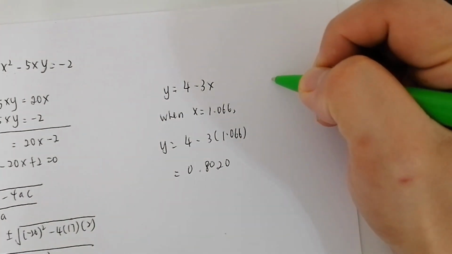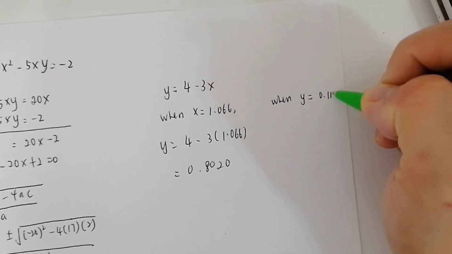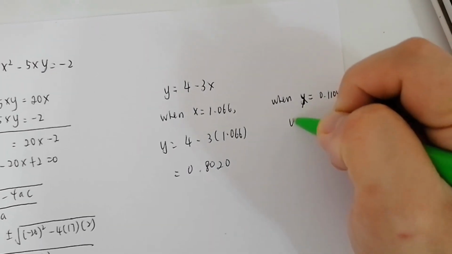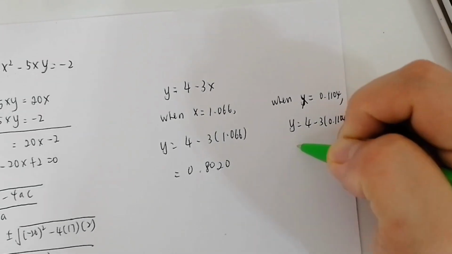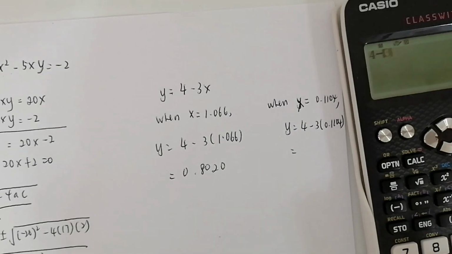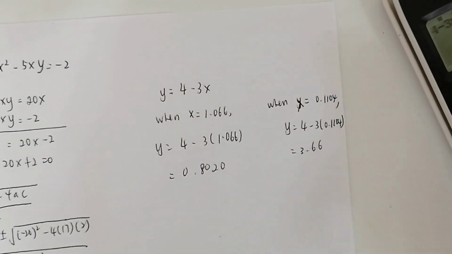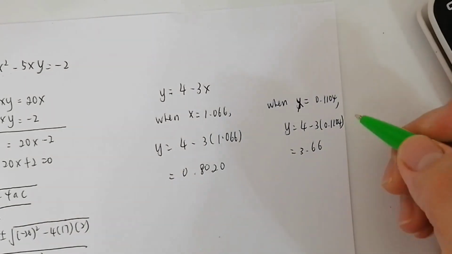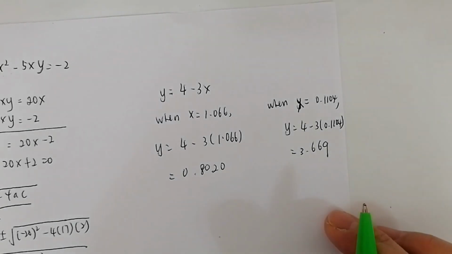Alright, another one, when x equal to 0.1104, sorry, this is x. y will be equal to 4 minus 3 times 0.1104. So here, 4 minus 3 times 0.1104. So you are going to get 3.669. Okay, 3.669. So this will be your final answer. Alright?